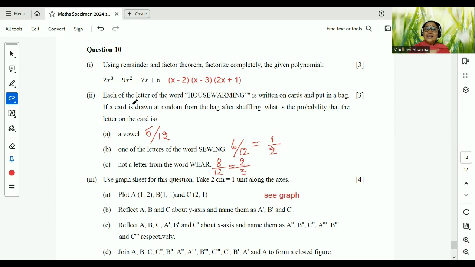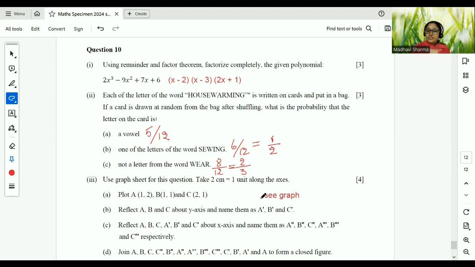Very easy again. Each letter of the word housewarming is written on cards and put in a bag. If a card is drawn at random from the bag after shuffling, what is the probability that the letter on the card is a vowel? A, E, I, O, U, all 5 vowels are present. So 5 upon 12, favorable outcomes upon total outcomes. One of the letters of the word sewing: sewing is 6, so 6 upon 12, which is 1 upon 2. Not a letter from the word wear: remaining is 8, so 8 upon 12, which is 2 by 3.